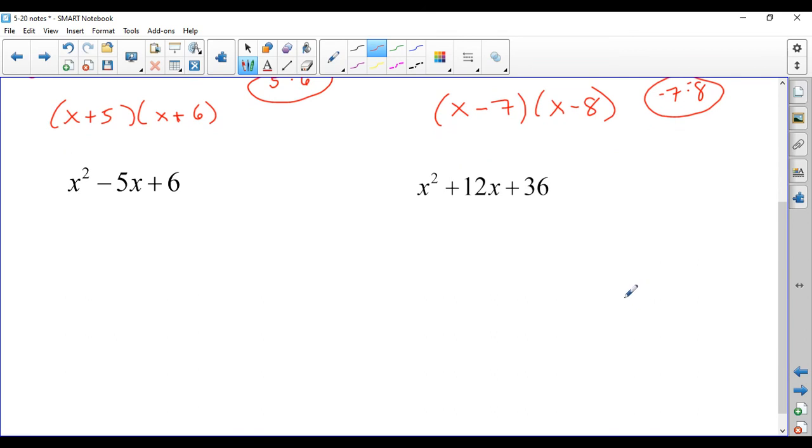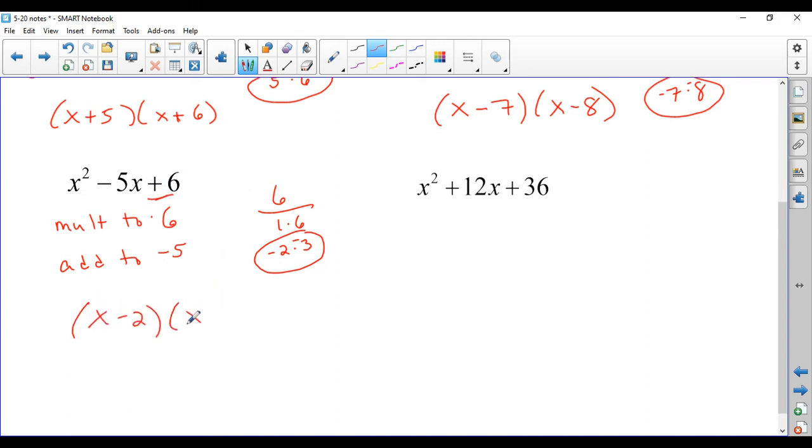Two more examples. Here I have x squared minus 5x plus 6. I need numbers that multiply to 6 and add to negative 5. Factors of 6, 1 times 6, 2 times 3. I want factors that multiply to 6, here they are, and add to negative 5. The pair that adds to 5 is negative 2 times negative 3. In all of these problems, you have to have two positives or two negatives because they're multiplying to a positive. My factors are x minus 2 and x minus 3.